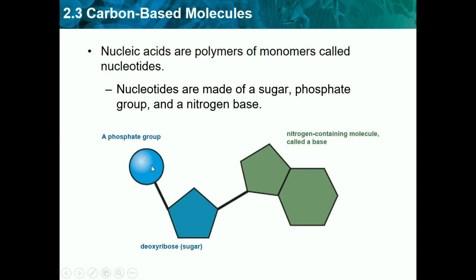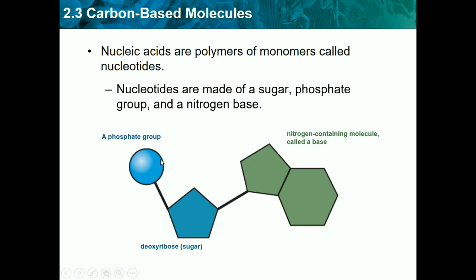This is the phosphate group, the circle. We need to remember which shape corresponds with which group. And then the pentagon is the deoxyribose, and you need to know that's a sugar. You can't just remember it's a sugar, we have to remember it's deoxyribose. And it's in the word DNA, deoxyribose nucleic acid. And then this is the nitrogen base. You don't have to know nitrogen-containing molecule called a base, just know nitrogen base. It's way simpler.